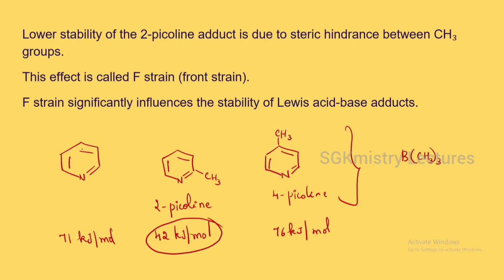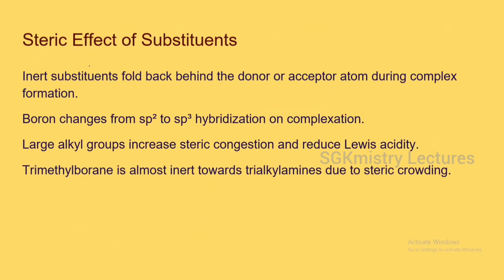Coming next, as I already told, it has a special name, which is called the F strain or the front strain. It has a very good, strong influence on the stability of the adduct that is formed because of the alkyl group. Mainly they operate in large volumes, and here there is also random rotation. So this F strain mainly influences the stability of both acids as well as bases.